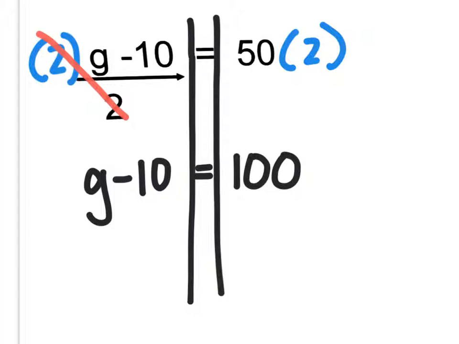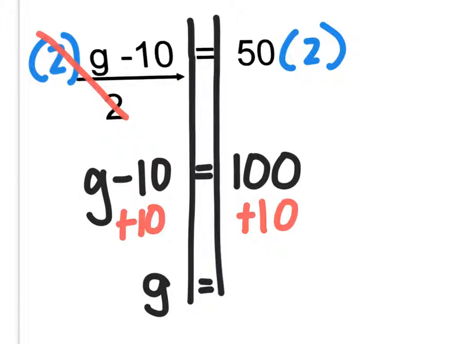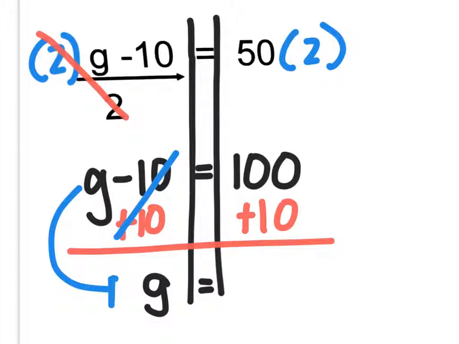Leah, what stands in my way of g being by itself? And how do I undo that negative 10? Very good. So I'm going to add 10 to both sides. When I do that, my 10's cancel out. And my g is finally happy. It's living in a house all by itself. 100 plus 10 is 110. Okay?